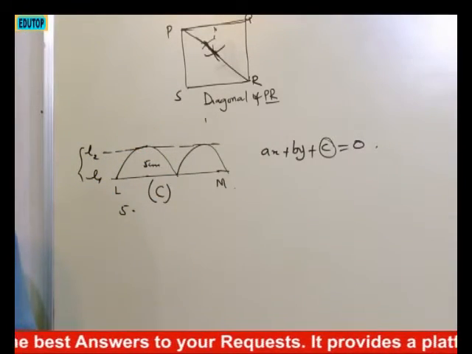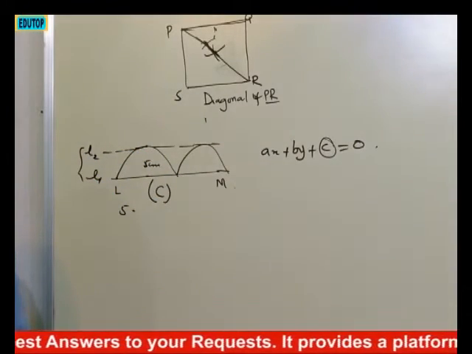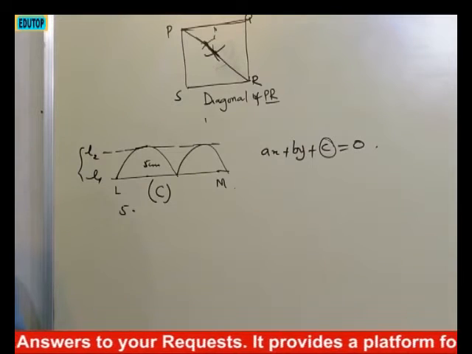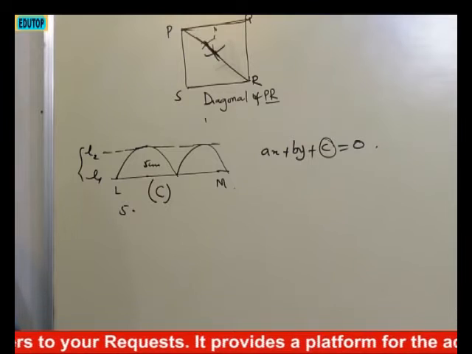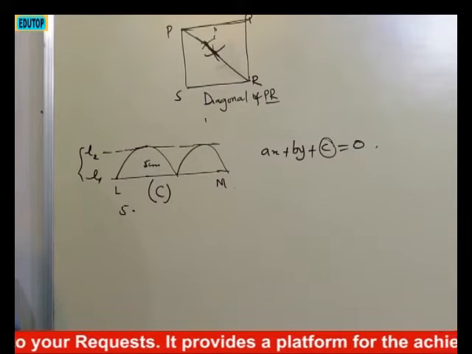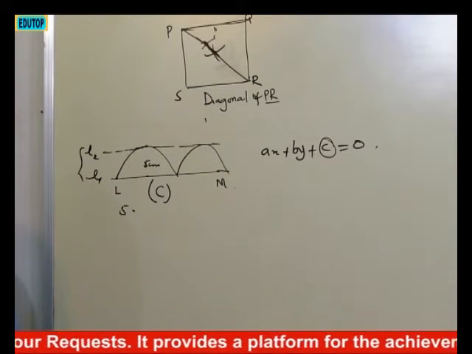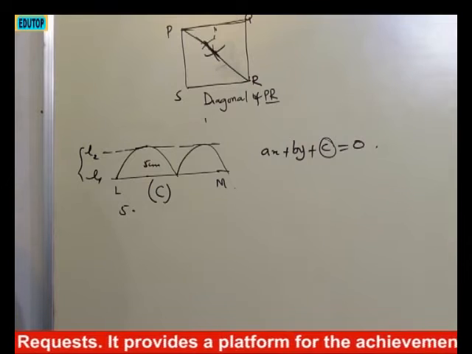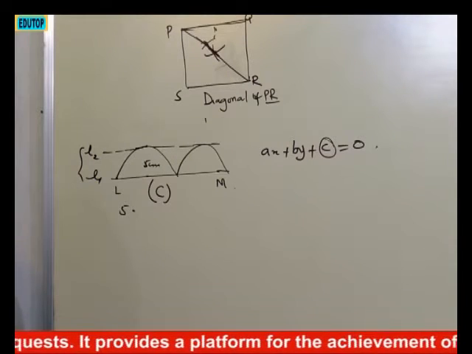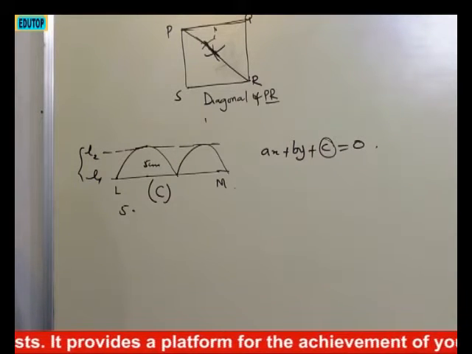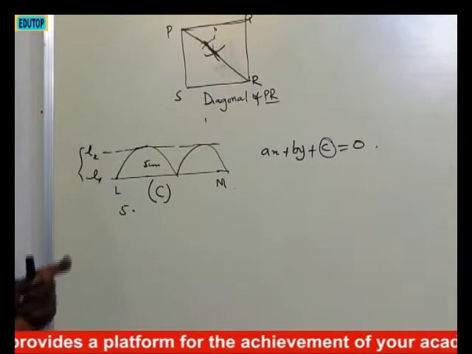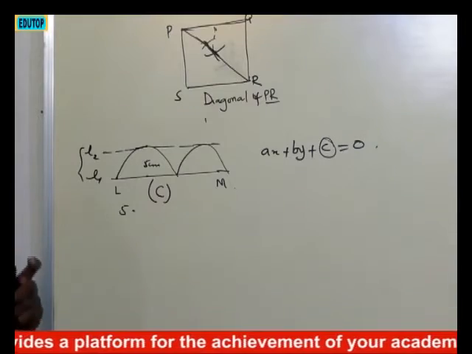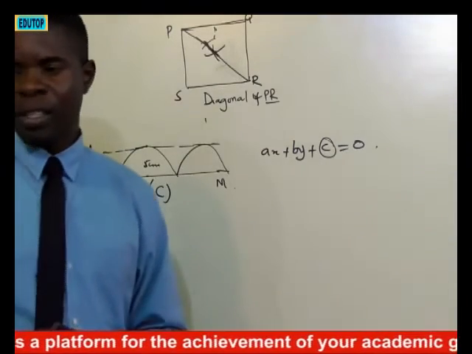Option A, a line BX plus AY plus Q equals 0. B, a line AX minus BY minus, that one is out. C, a line AX plus BY plus Q equals 0. That is correct. D, a line AX plus Q equals 0. No. So the only one that can match this is C.